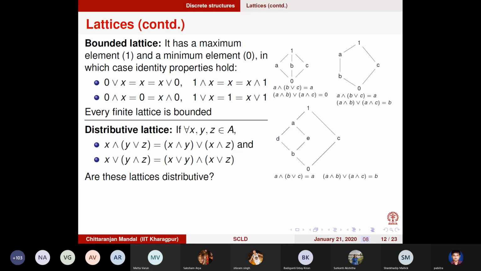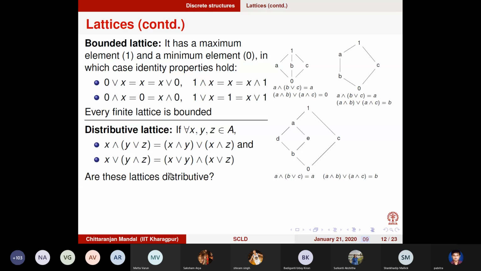This should hold for every pair of elements. If it holds for every pair of elements, we call that lattice a distributive lattice. Note, see here that in this particular example, this distributive property does not hold.